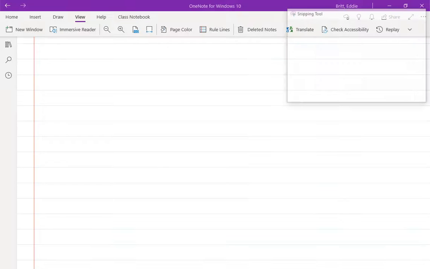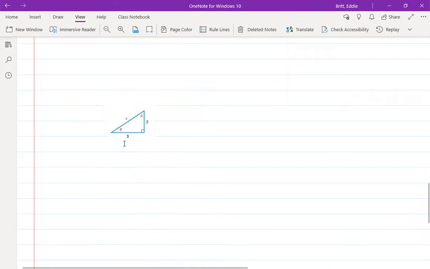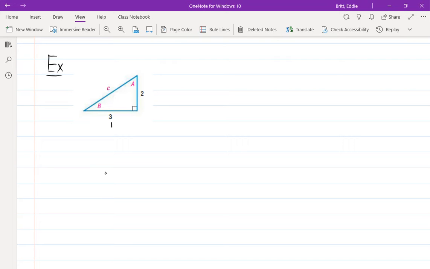For this triangle, side A is equal to 3. Side B is equal to 2. I don't know what the hypotenuse is equal to, but I can figure that out, right? So I'd probably do that first. Figure out the hypotenuse since you know the two legs of the triangle. So c squared equals a squared, which is 3 squared, plus b squared, which is 2 squared.